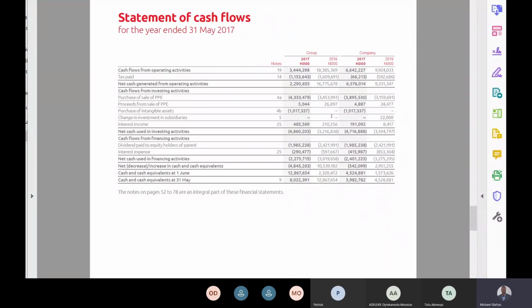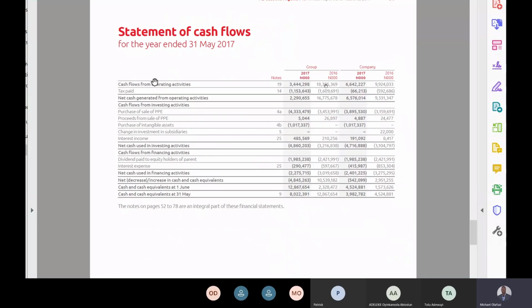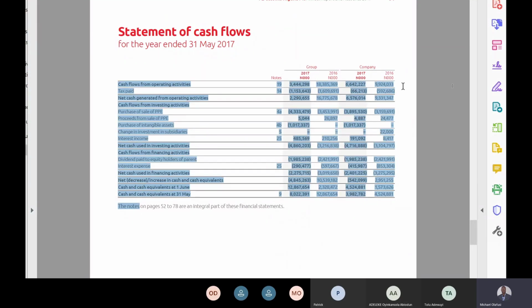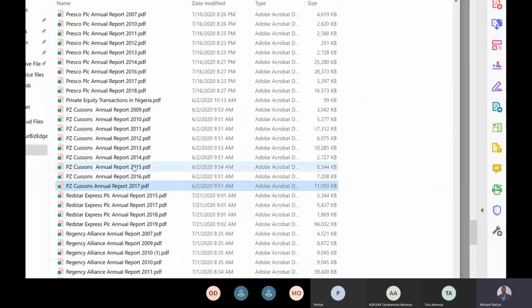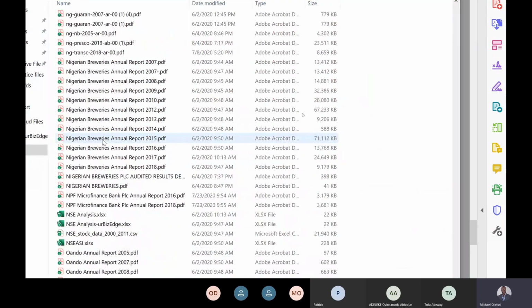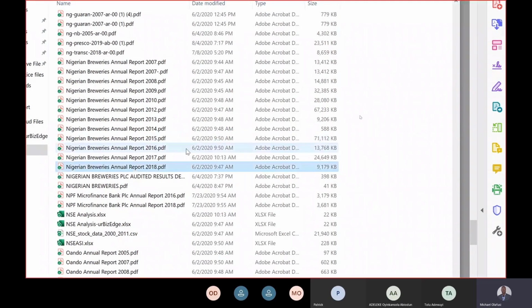Okay, so this is a very wonderful one. They are also using the direct method. They just put the cash flow directly. They no breakdown. Theirs is even worse. I'm going to just try one more company. Where's the Nestle I was trying to open before now? Or let's try Nigerian Breweries.